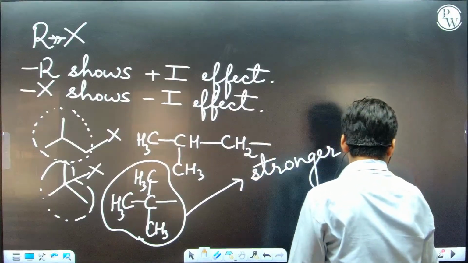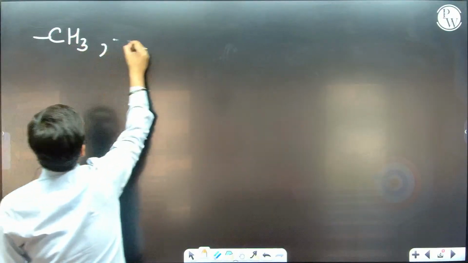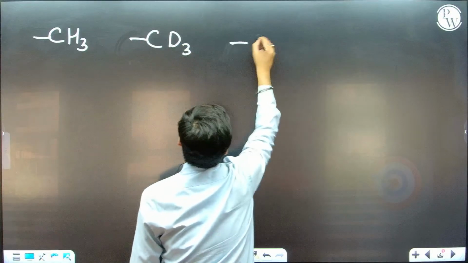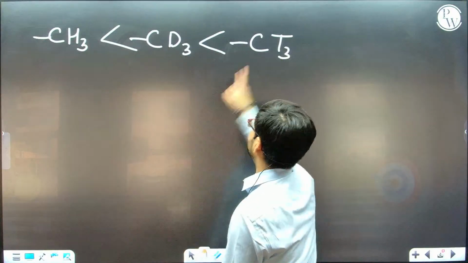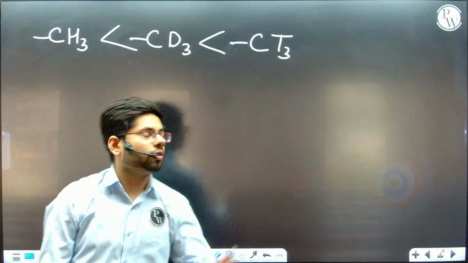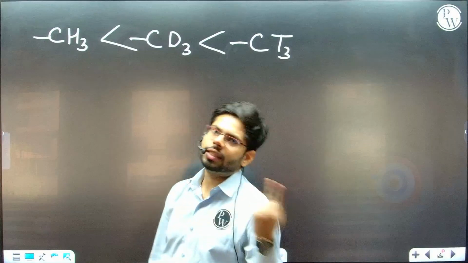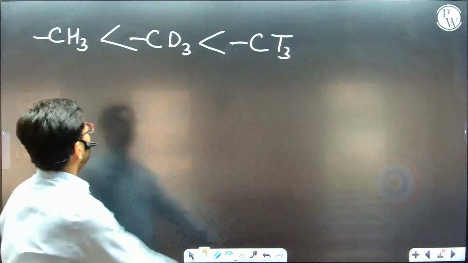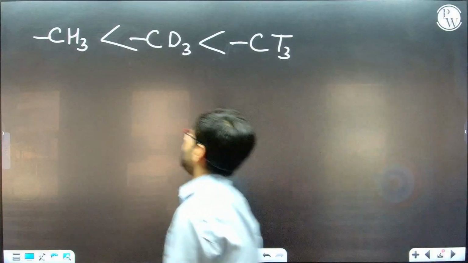Right? Another thing is, if I compare CH3, CD3 and CT3, then this is the order of plus I effects. That means CT3 has a stronger plus I effect than CD3, CD3 has a stronger plus I effect than CH3. So as the isotope changes, the intensity of plus I effect changes. Heavier the isotope, stronger is the plus I effect in alkyl groups. So here I have changed the isotopes of hydrogen, right? All right.